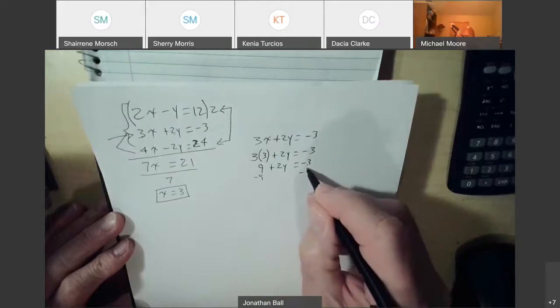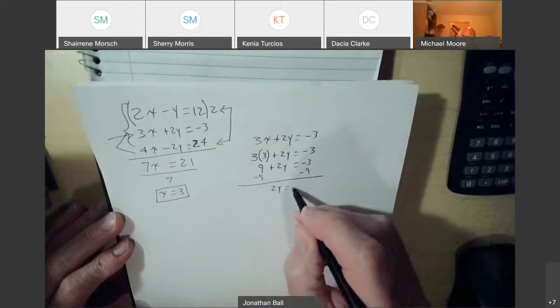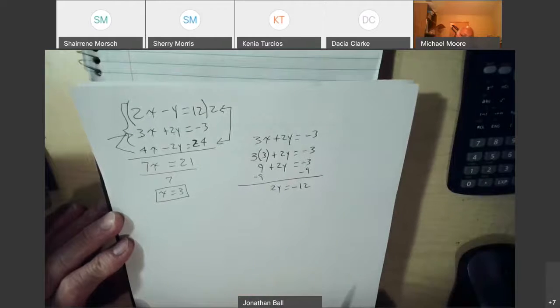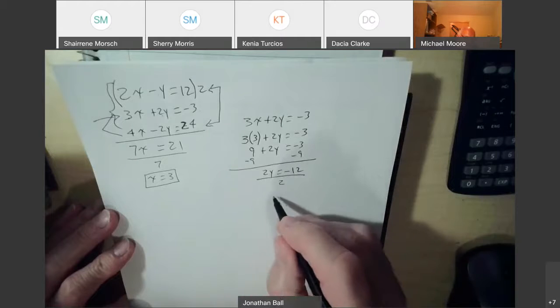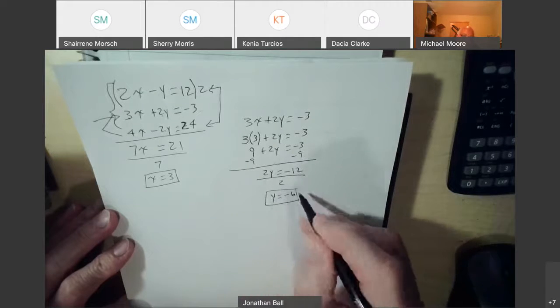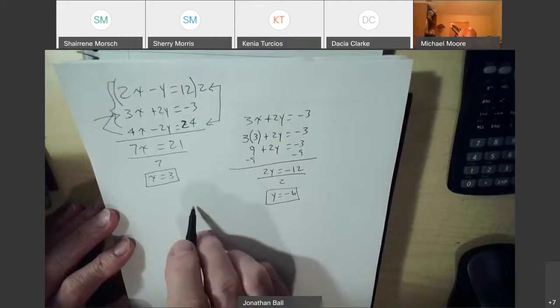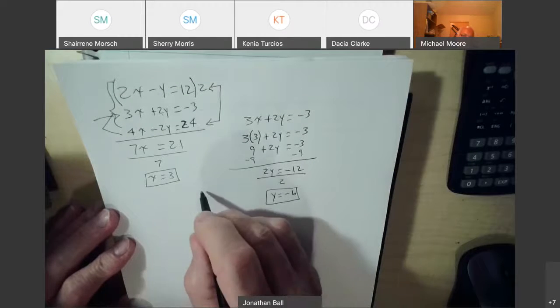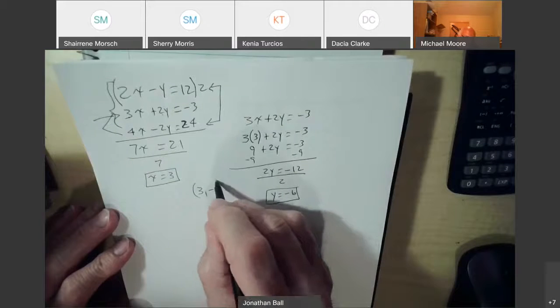Subtract 9 from each side. 2y equals negative 12. Divide by 2. Y is negative 6. So our solution here is, remember, they're always in the form x, y. So it's 3 comma negative 6.